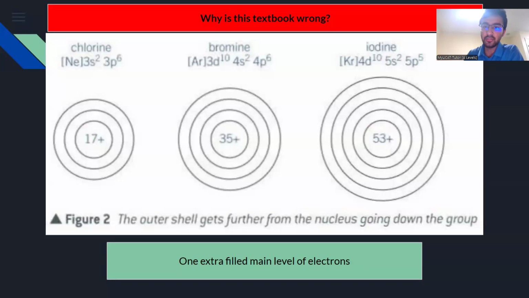Now, this is taken straight from the AQA textbook. What can we see is the problem here with this diagram? What's not going right? So, a quick look, this should be pretty obvious, but we know that as we go down, the outer shell is getting further away. We've got one extra shell of electrons, and that's right. It's showing how it gets further away. We've got an extra shell. So what is the problem here? What has AQA got wrong? If you have this textbook, it's the Oxford textbook, you can go back and check after this.